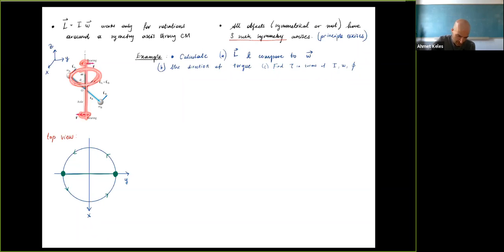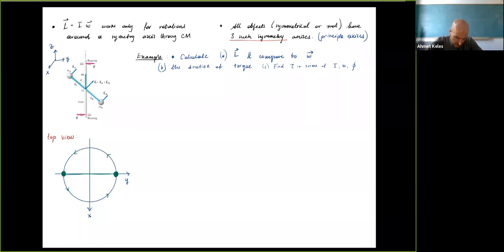Okay, maybe I can show you. So this mass A can rotate like this, and this mass B can rotate like this. Okay, and we neglect the mass of the rod. So this rod, we assume it's massless. I think this one doesn't matter, but we can also assume it massless. So here I want to calculate first L of the system and compare it to omega. Okay, so let's start with this.